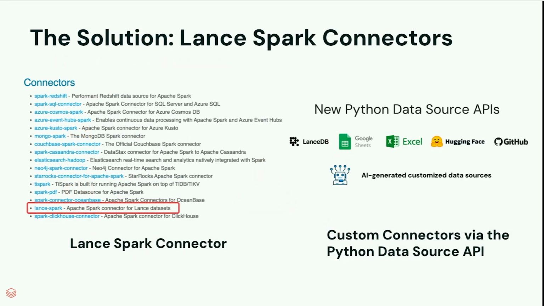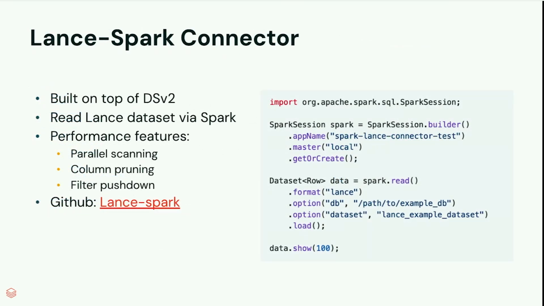The solution here is the Lens Spark connector. Spark provides multiple APIs for you to integrate different connectors into Spark. LensDB recently added a new Spark Lens connector. And you can also use the new Python data source API to build your own connectors. Here is the Lens Spark connector, built by Jack from LensDB.